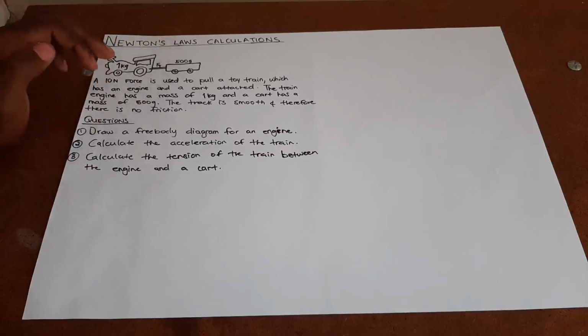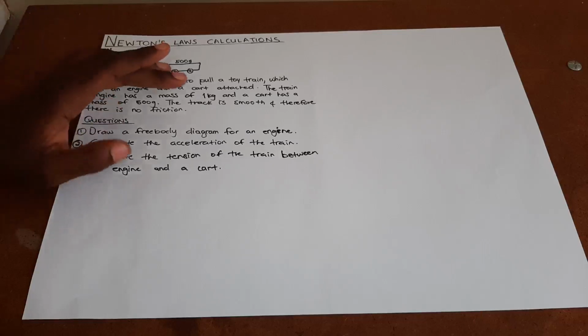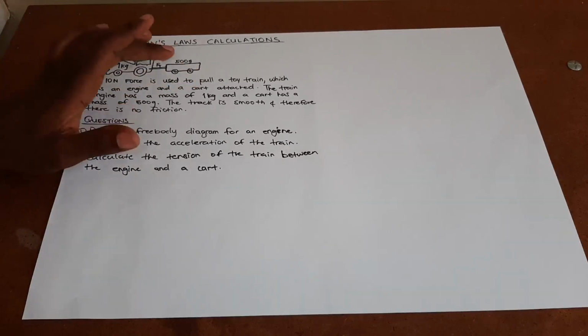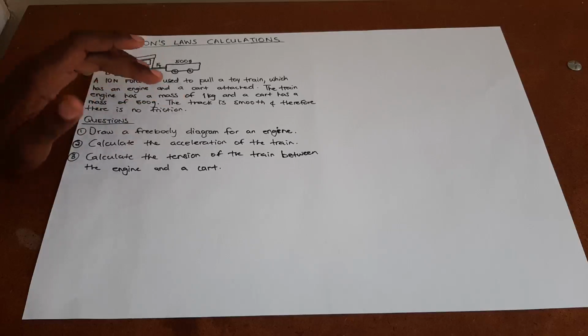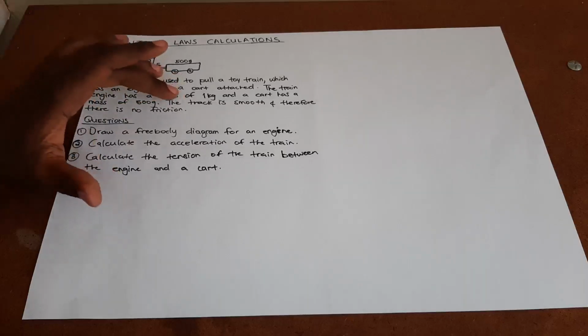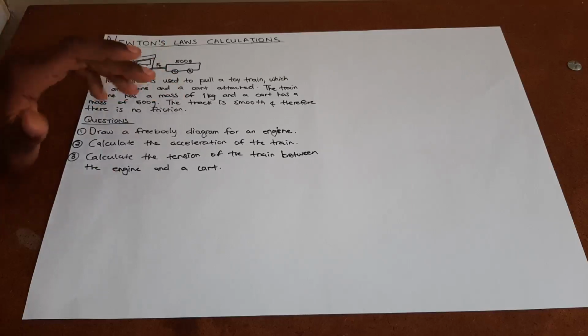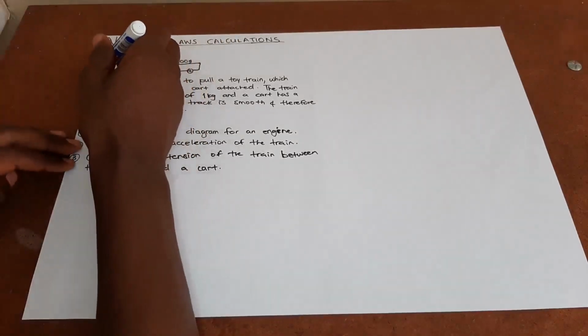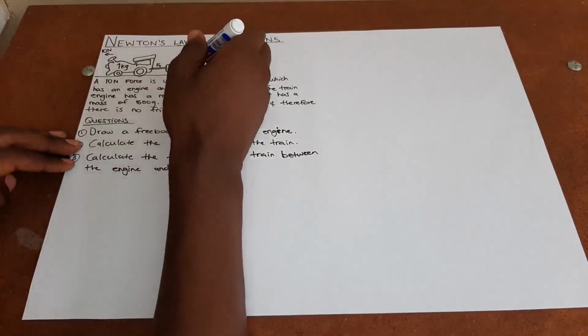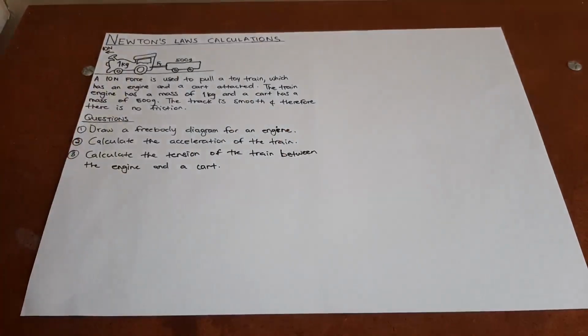The train engine has a mass of 1 kg. And mind you, this is a connected system. And the cart has a mass of 500 grams. The track is smooth and therefore there is no friction. So the track is smooth, there is no friction.